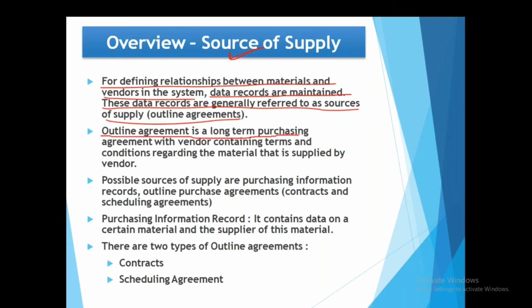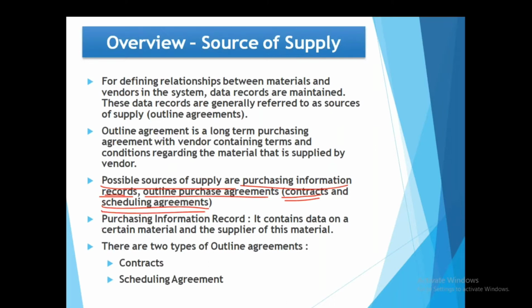An outline agreement is a long-term purchasing agreement with a vendor containing terms and conditions regarding the material that is supplied by the vendor. This outline agreement will contain an agreement between the vendor and our purchasing department. So it's a purchasing agreement. Possible sources of supply are the purchase info record, outline purchase agreements like contracts, and scheduling agreements. We will discuss all these things in detail.